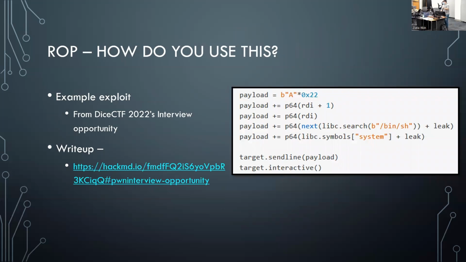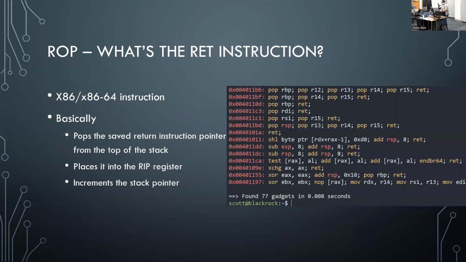So how do you use this? An example exploit that I used when I was making the solve script for a challenge that I made for Dice CTF. We can see right here in the payload, ignoring the p64 because that's just encoding in 64-bit endianness, RDI in this example is a Python variable that points to an address that has, as you see right here, pop rdi.